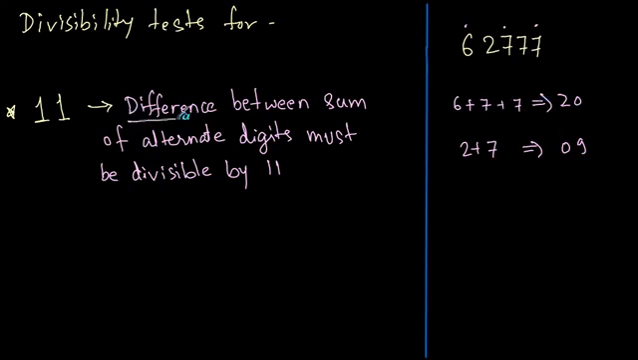And it says that the difference between sum of alternate digits. So we have summed up alternate digits, we have to calculate the difference. So the difference is 20 minus 9 is 11, and if this is divisible by 11, then the number is divisible by 11, otherwise it's not divisible by 11.